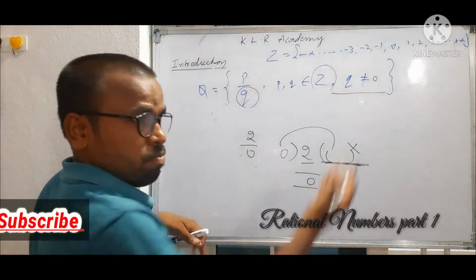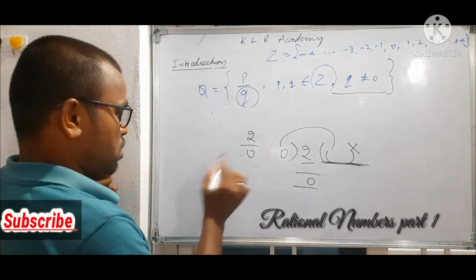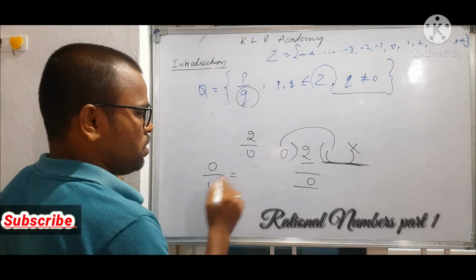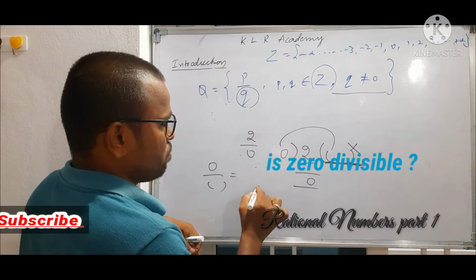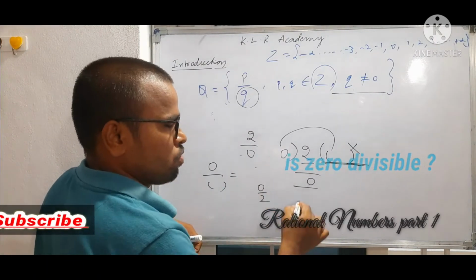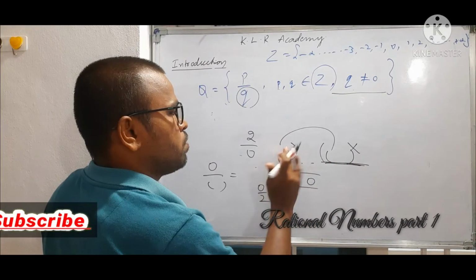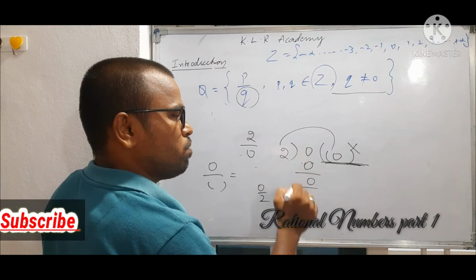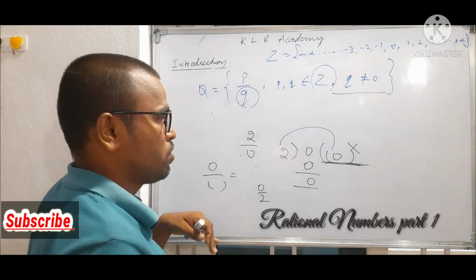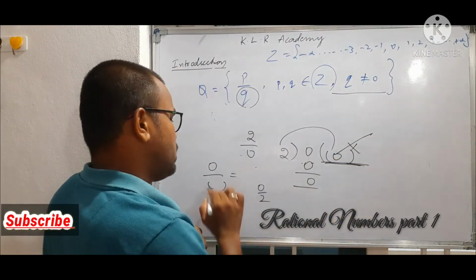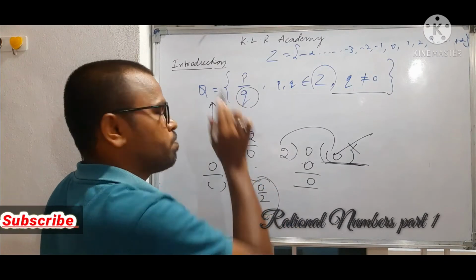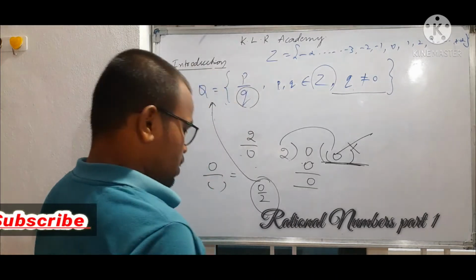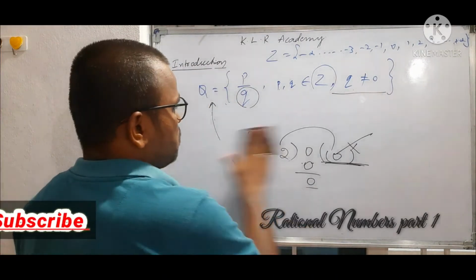Sir, can P be 0? Yes, maybe 0 by something. See, you take the reverse of this, 0 by 2. Divide this 0 by 2. 2 into 0 is 0. Clear? So you are getting a quotient. So 0 by 2 is a rational number. All these numbers are rational numbers.